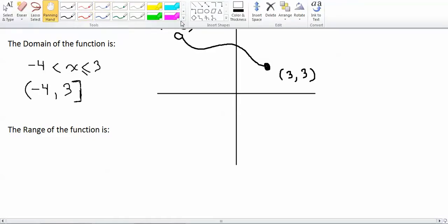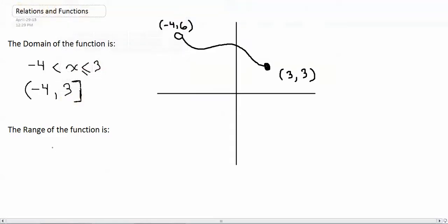So let's put this in. The lowest value we had was 3. The highest value we had was 6, but it wasn't included. So we got 3 is less than or equal to y, and y is strictly less than 6. And to use our bracket notation, we've got square bracket 3, comma 6, curved bracket. So these represent the exact same pieces of information.